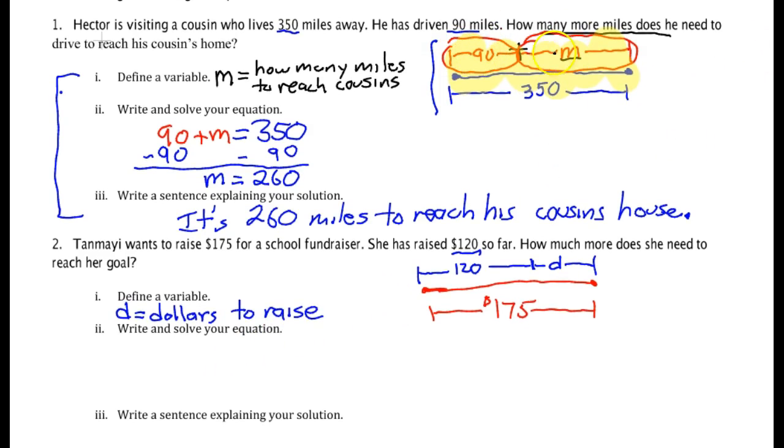Right. My equation is going to look very similar. Here was 90 plus M equals 350, based upon the picture. So it's going to be the same idea here: 120 plus D is 175. And I know this seems maybe simplistic for some of you. It's okay. It's more about understanding that there's 3 steps that we want you to follow, and make sure you show all those 3 steps.